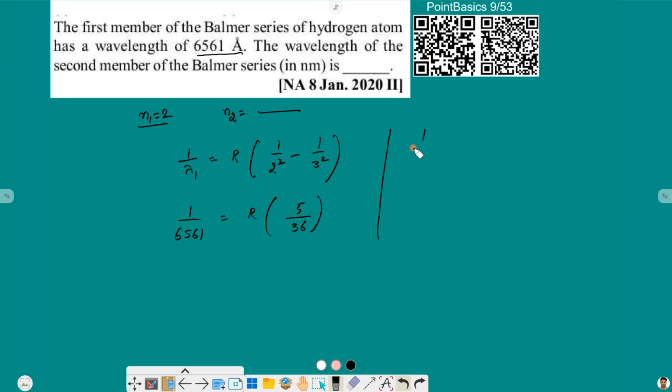Now for the second member, 1 by lambda 2, we will have R into 1 by 2 square minus 1 by 4 square, and that will be equal to R.